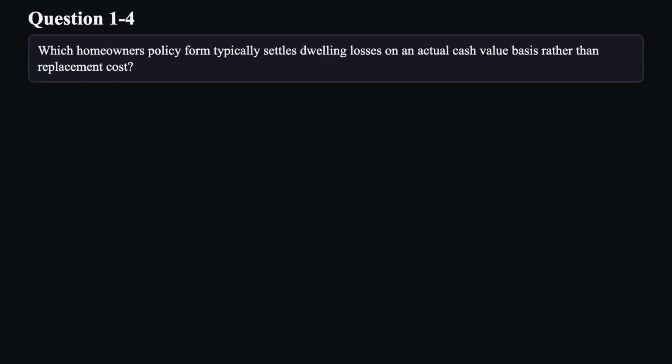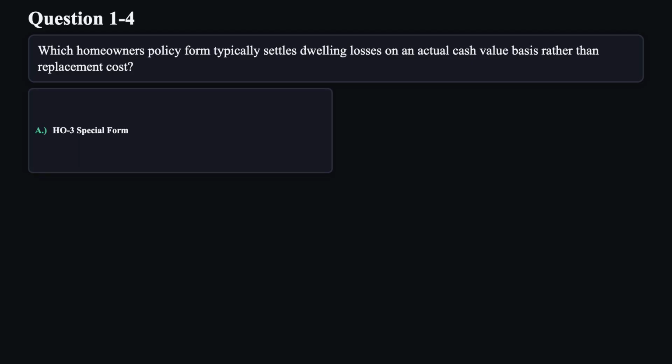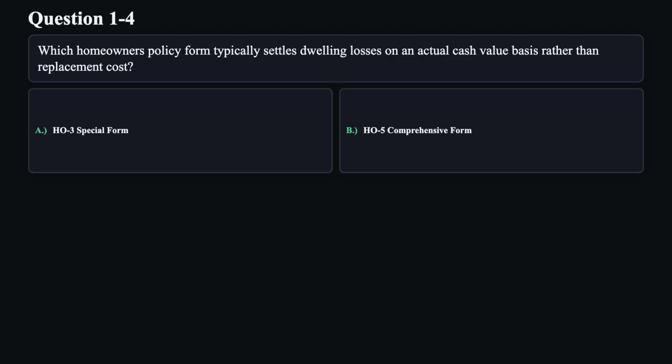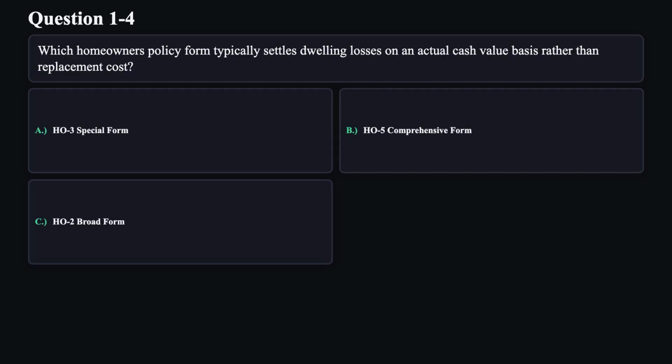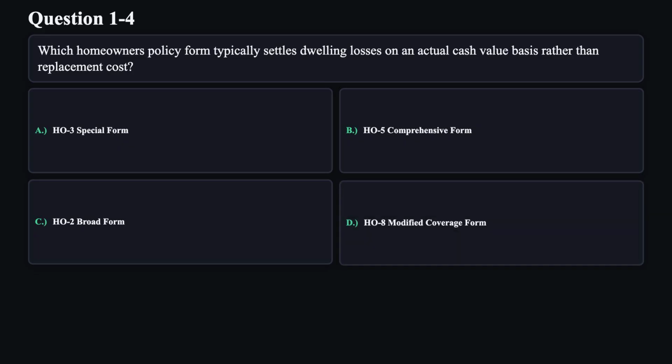Question 4. Which homeowner's policy form typically settles dwelling losses on an actual cash value basis rather than replacement cost? A. HO3 special form. B. HO5 comprehensive form. C. HO2 broad form. D. HO8 modified coverage form.